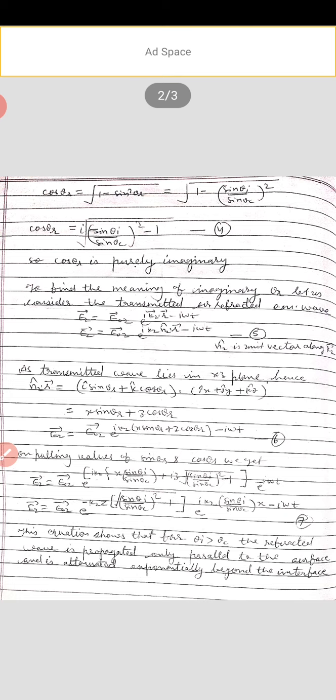From equation 7, it is clear that for theta i greater than theta c, the refracted wave is propagated only parallel to the surface and is attenuated exponentially beyond the interface.